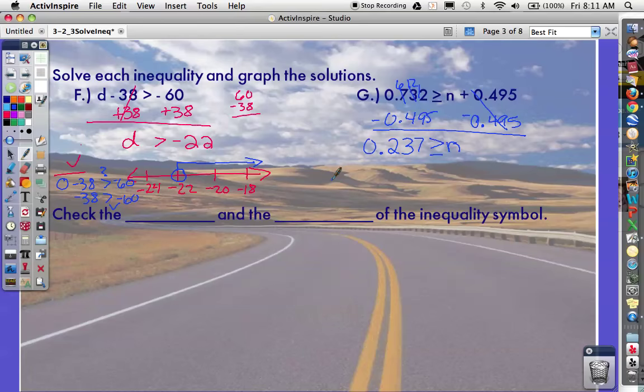And then I always like to rewrite it so that my variable's first. I'm going to turn this around then to say n is less than or equal to 237 thousandths. I think it's better to write the variable first because when you're graphing, some of you may have learned a little cheater step. You can shade whichever way this is pointing if the variable is first. That only works if the variable is first, so if I were you, I would rewrite it to help you out. So we can graph this one.